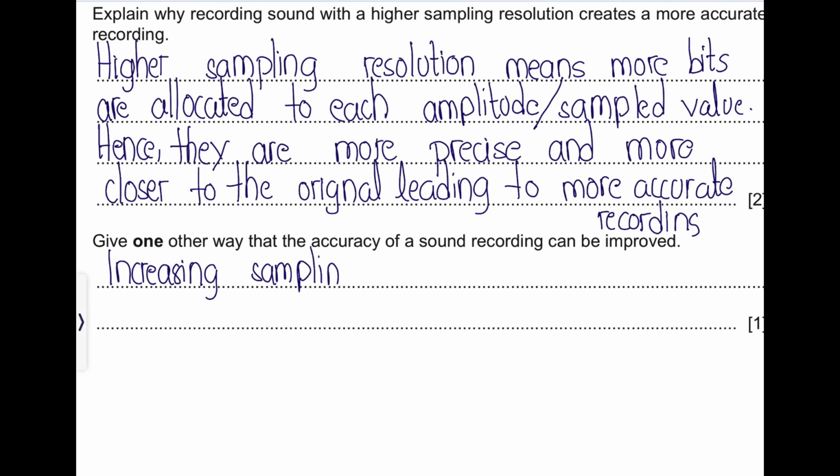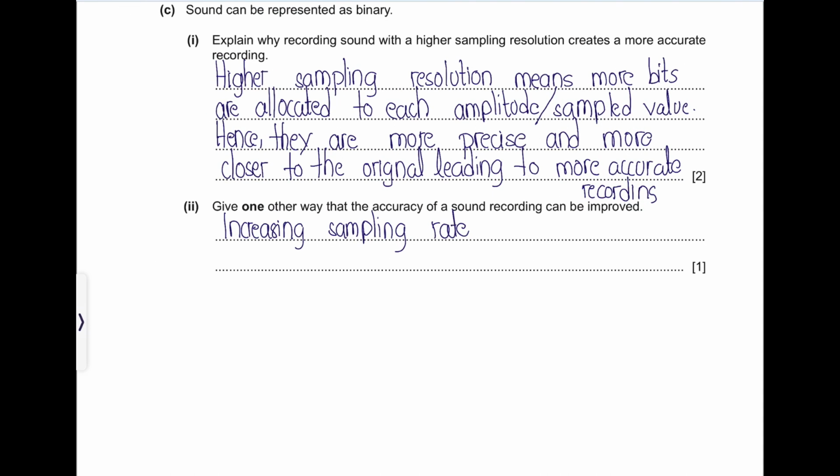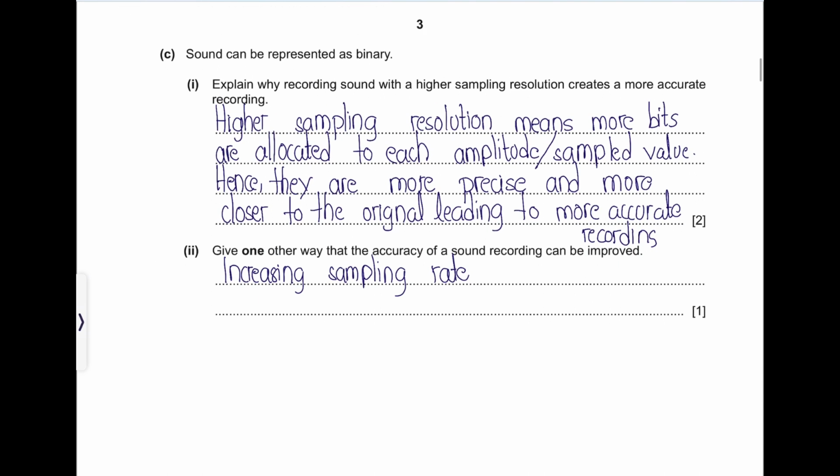Increasing the sampling rate. Whenever you're talking about representing sound files, there are two things: sampling rate and sampling resolution. The sampling rate is the number of samples that you take in a second, and the sampling resolution is the number of bits that you use to represent each of the sample values. When you use more bits, the range of linear numbers that you can represent increases. Hence, the value of the amplitude would be closer to the original compared to having fewer bits. So I hope this question is clear.